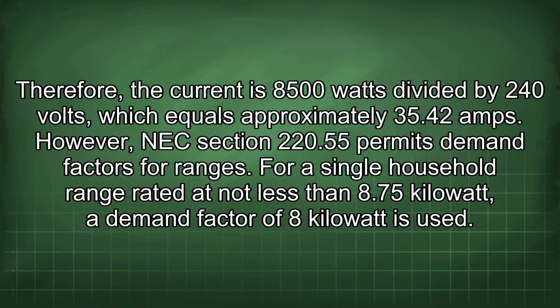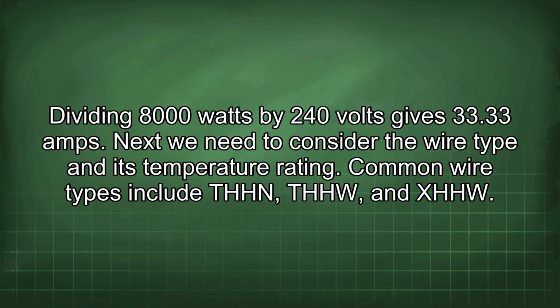However, NEC section 220.55 permits demand factors for ranges. For a single household range rated at not less than 8.75 kilowatts, a demand factor of 8 kilowatts is used. Dividing 8,000 watts by 240 volts gives 33.33 amps.